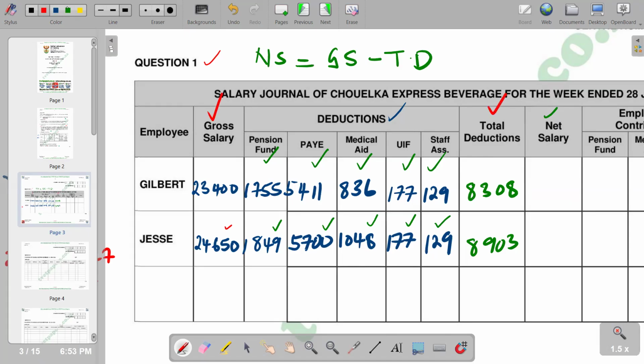salary. So we check now in terms of our Gilbert, we are saying 23,400 minus 8,308, and then we get your net salary of 15,092. So we do the same thing for Jesse, 24,650 gross salary minus total deductions 8,903. You're going to get your answer as 15,747.